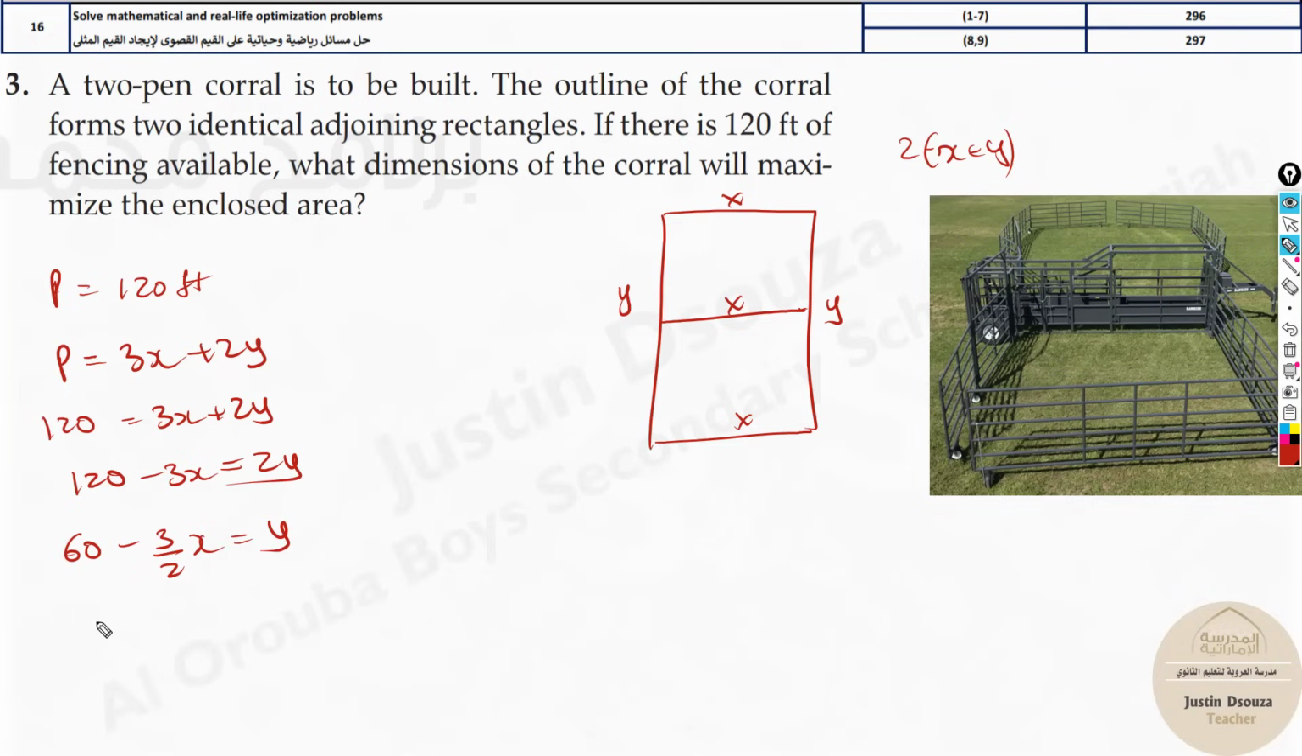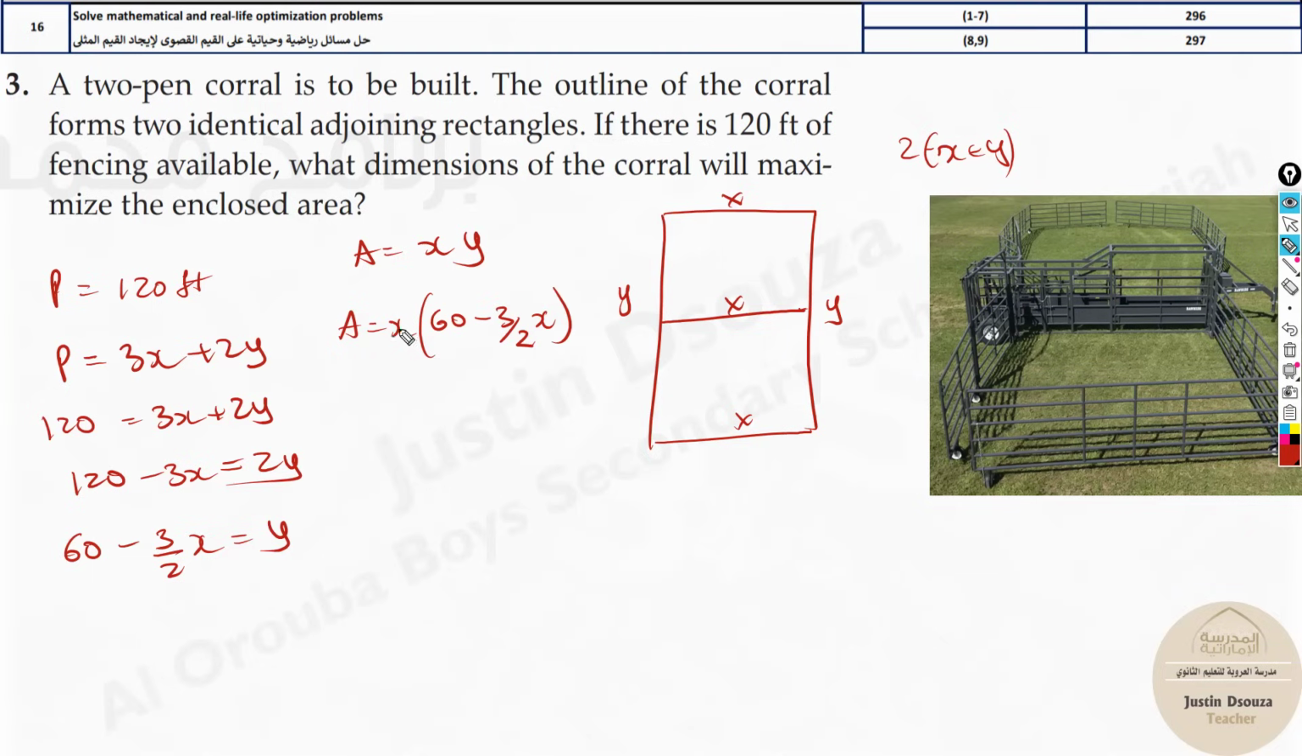So now we found out y. This is the y value. Now we need to maximize area, isn't it? So this is step 1. Now step 2 would be writing the area formula, that is x and y. That's it. Because x into y would be the enclosed area. Over here, area would be x times, what is y? y is 60 minus 3 by 2 x.